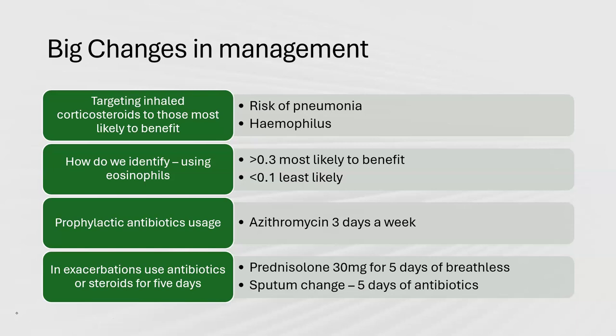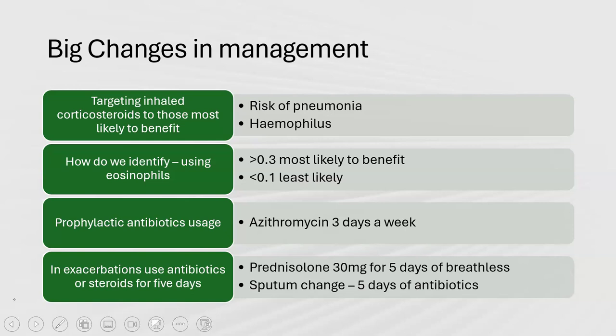I think I give everybody inhaled corticosteroids. Everybody I know with COPD is on ICS, but now I'm looking closely at eosinophils. The way we identify is we look at their eosinophil levels. Those with 0.3 or more are very likely to benefit, because eosinophils go up if there's inflammation or an allergy, so typically asthmatics and people with allergies will have a high count. Those are the people that inhaled corticosteroids are really likely to benefit. It's least likely to benefit if the eosinophils are less than 0.1, as there's not a lot of inflammation going on.